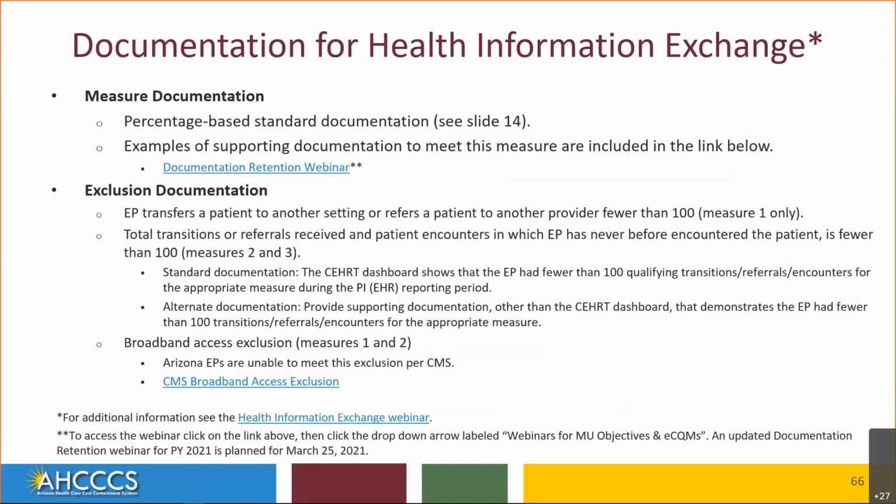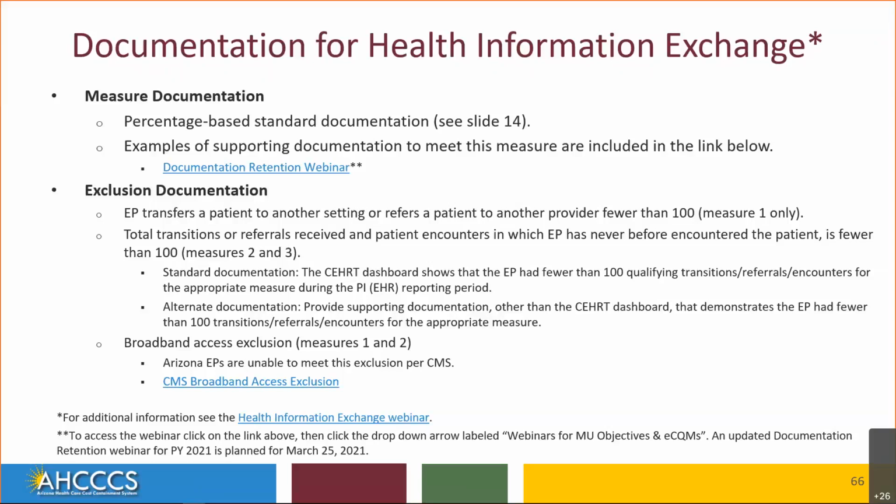Moving on to the third exclusion, which is for measures 2 and 3, it is total transitions or referrals received and patient encounters in which the EP has never before encountered the patient is fewer than 100. That applies to measures 2 and 3. Now, these 2 types of documents I'm about to talk about apply to any of those 2 exclusions that I just mentioned, where it was less than 100.